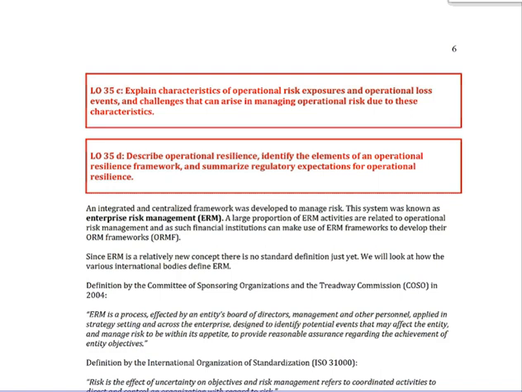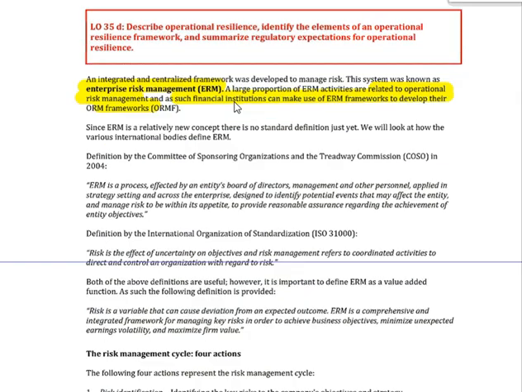An integrated and centralized framework was developed to manage risk. And if you remember this well from FRM Part 1, this was called enterprise risk management. A large component of these activities are related to op risk management, and as such, financial institutions make use of these when they develop their operational risk frameworks. Since ERM is a relatively new concept, we don't have a standard definition for it just yet.